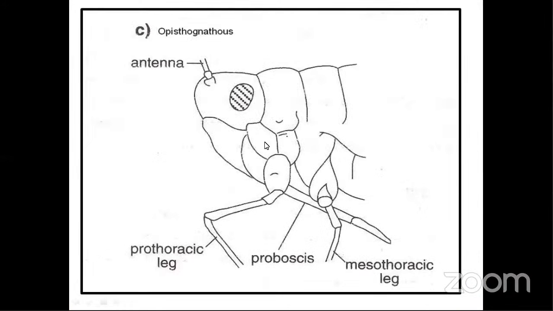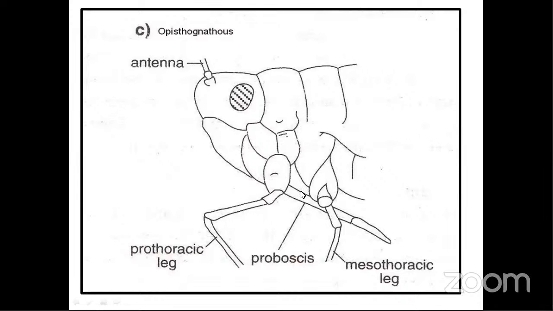Okay. The next one, opisthognathous. In the case of bugs, they ask which type of head is there. They will ask very direct bits only. So opisthognathous means bugs. You can remember this point. Opistho means behind, gnathous means jaw. So the mouth part is behind. You can see here, this is the mouth part, in between the legs.